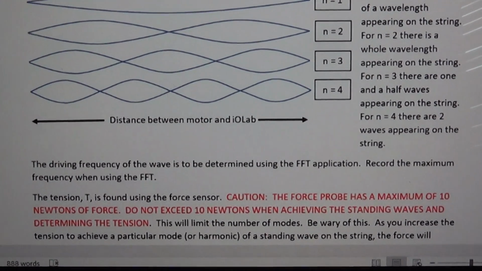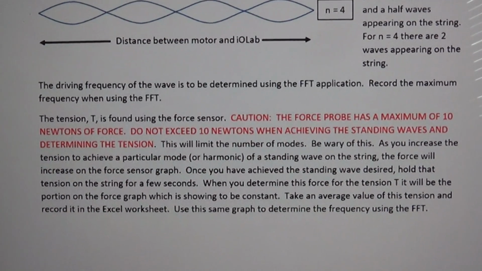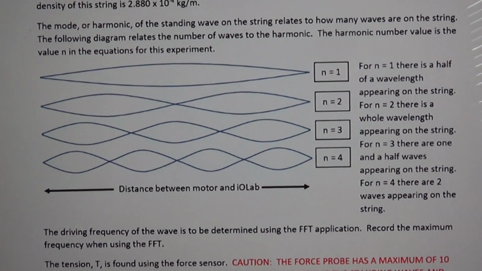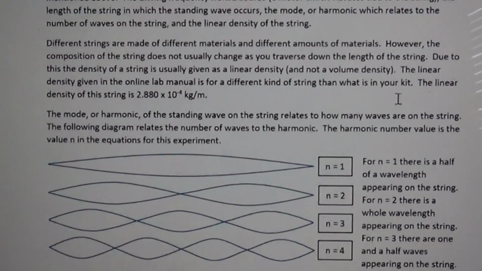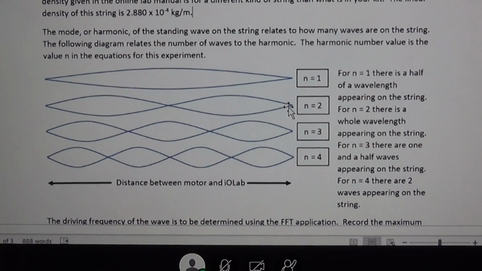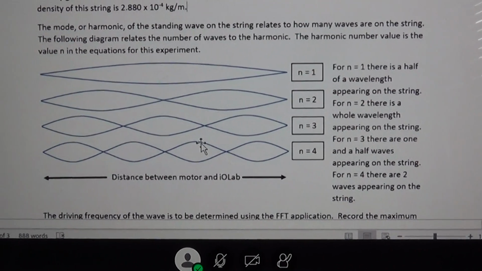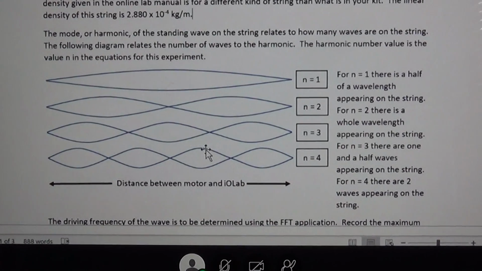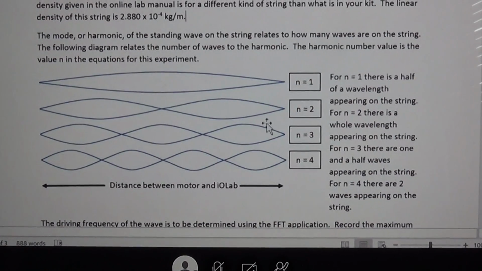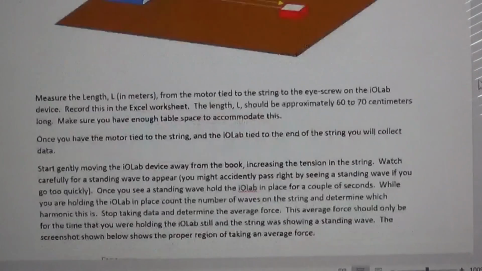Okay. So I say here the driving frequency of the wave is determined using the FFT application. So we have a fast Fourier transform application we're going to use, and I'll show you how to use that. And we're going to record the maximum frequency when using that. So there's a couple of things we're going to measure. We're going to measure the tension, which is the force from the force sensor. That's your tension T. Okay. And we're going to measure the frequency at which the wave is oscillating or vibrating, and we'll use those two in an equation along with the harmonic number. And then I'm going to go ahead and go way down the end here and get to the equation.